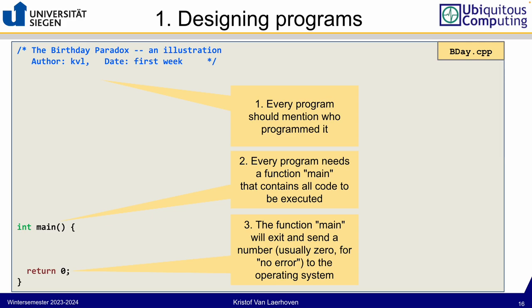Every C++ program will also have a function which is called main. What this means, we will see in 2 weeks. But you will see this main appearing here. Main means the main thing, the essential thing of this program. And this main will always return a particular number, and usually this is zero. But the zero doesn't have to be zero, you can also change this number.